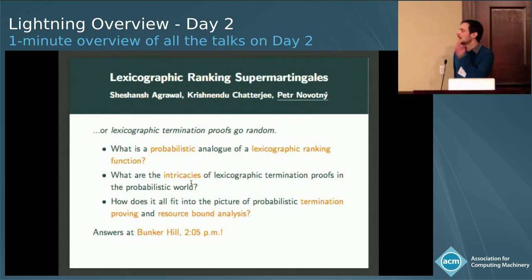So if you would like to know what is a probabilistic analog of a lexicographic ranking function, what are the intricacies of showing that these lexicographic termination proofs work for probabilistic programs, and how does this all fit into the general picture of proving termination of probabilistic programs, then you're welcome to join us at 2:05 at Bunker Hill.